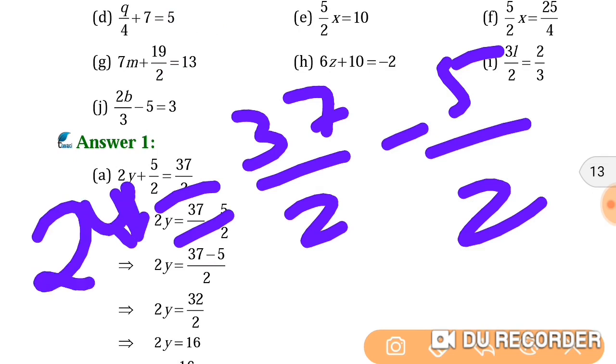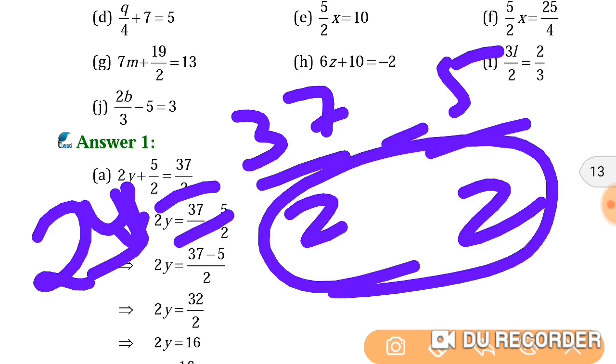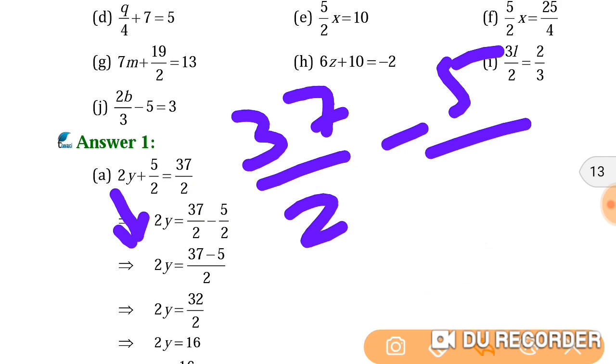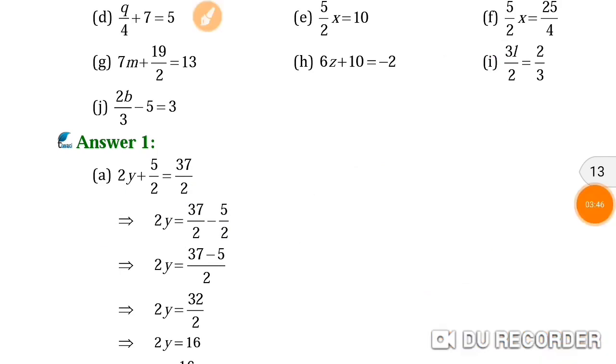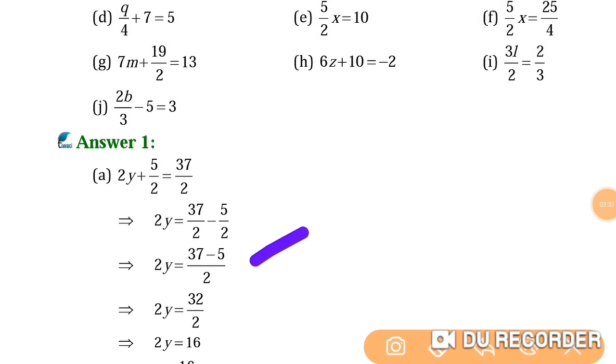Then see, the denominators are the same, so we can directly subtract the numerators. You have studied fractions, apply those methods here. If the denominators are different, what to do? Take the LCM, make it the same denominator, then subtract. But here it is not necessary. So we can directly subtract the numerators: 37 minus 5 is 32 by 2.